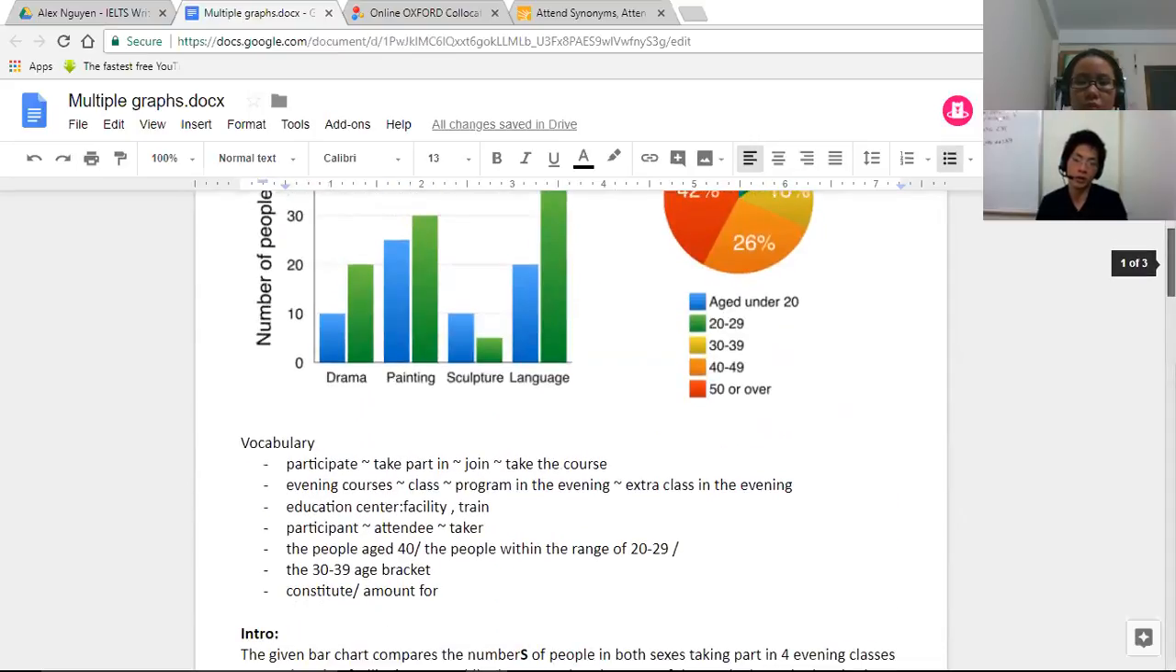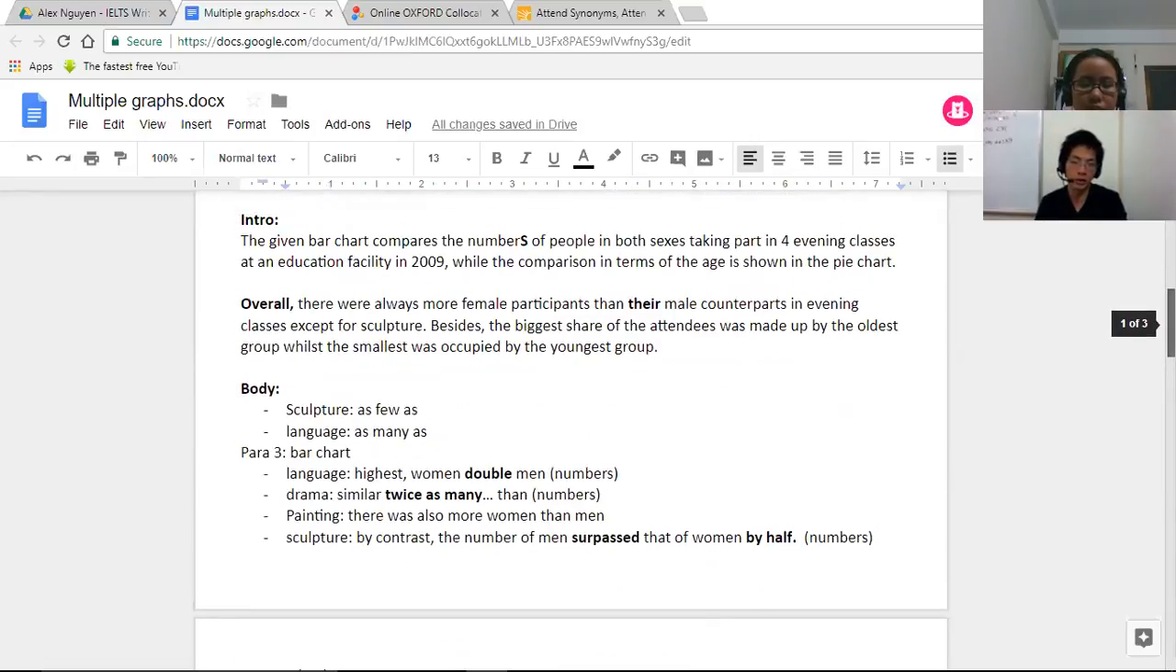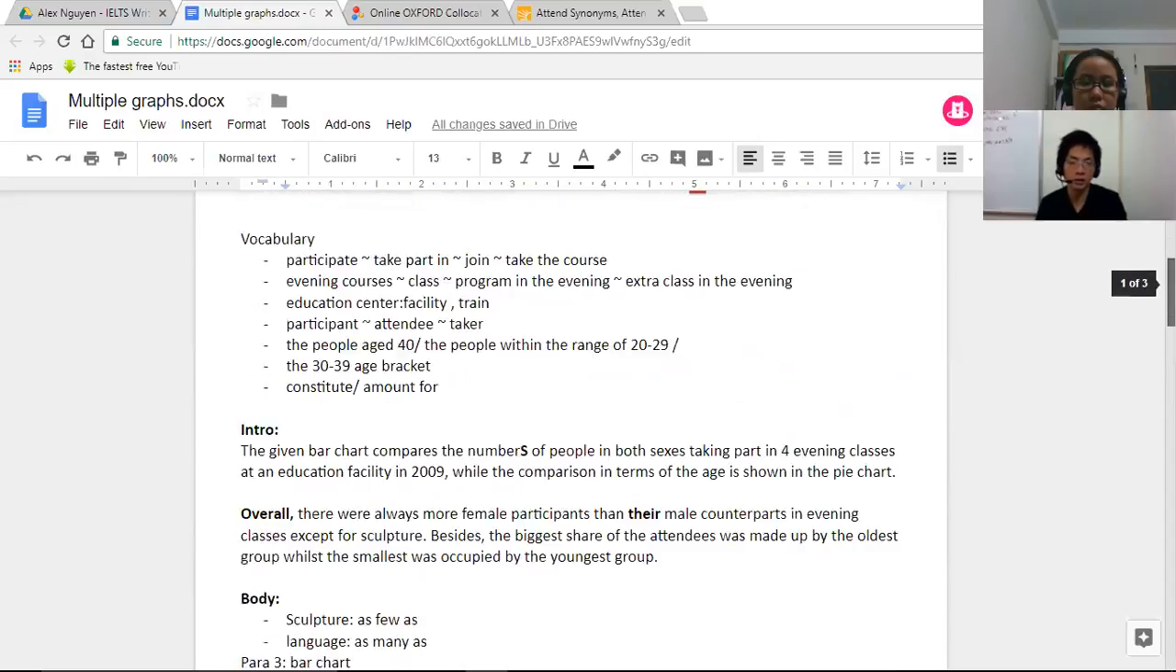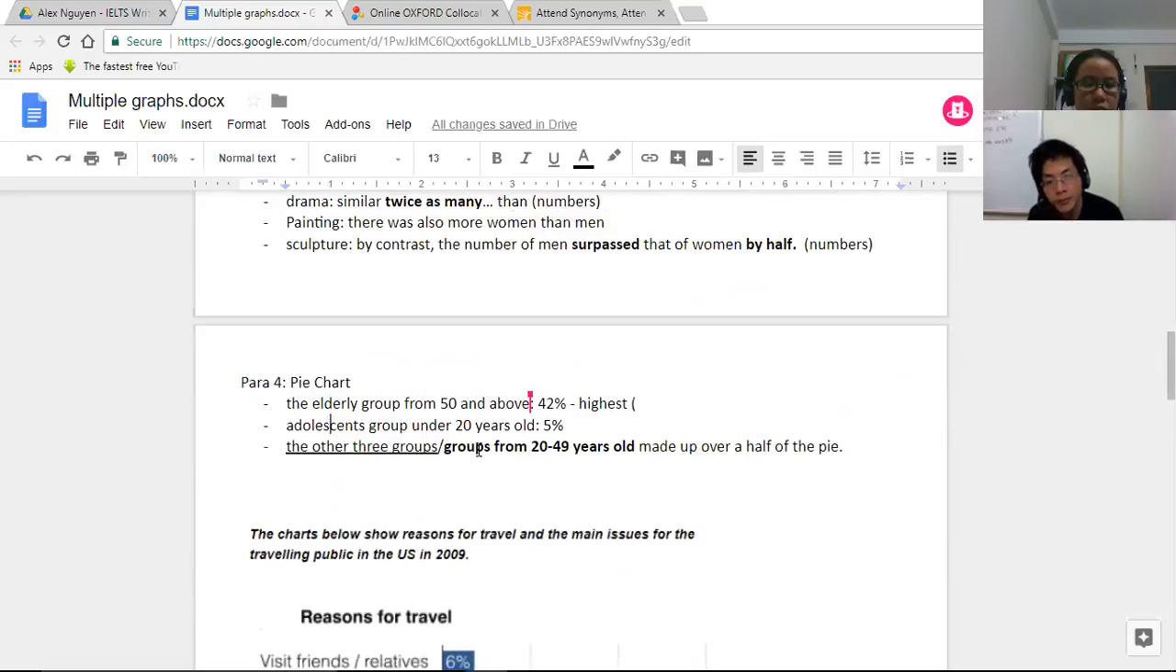The elderly group of 50 and above feels boring. Very similar structure. The elderly group from 50 and above. Elderly people age. You know, if you use the elderly, actually you do not need people. The elderly itself is a noun. You want to avoid adding more unnecessary words.